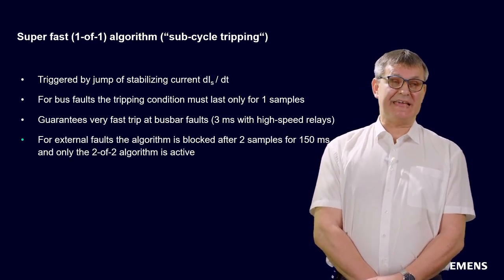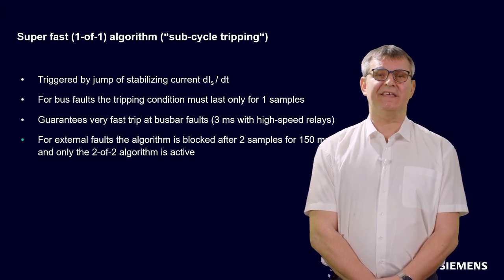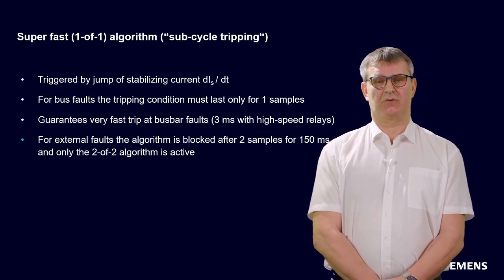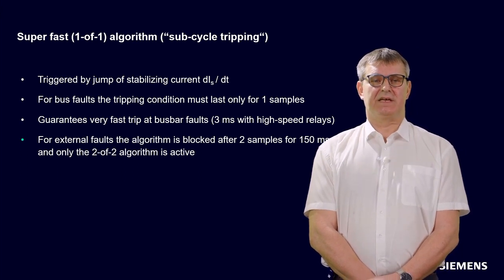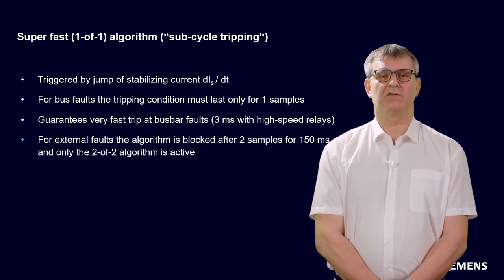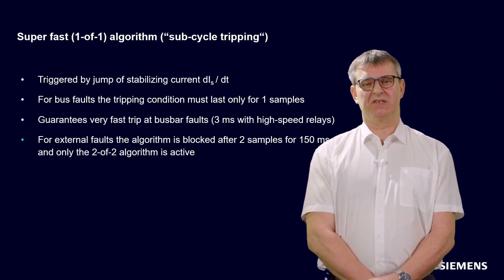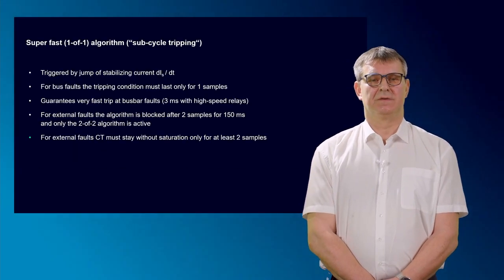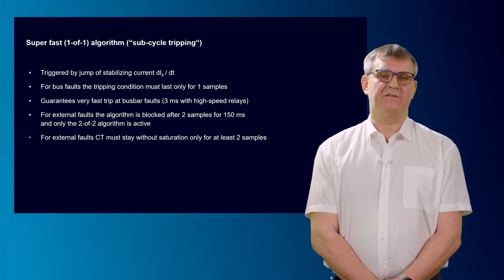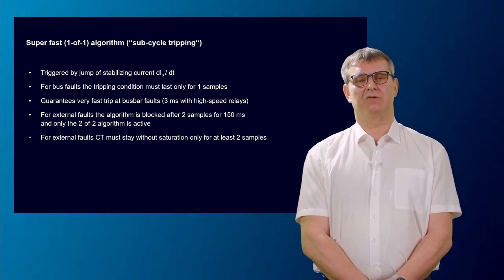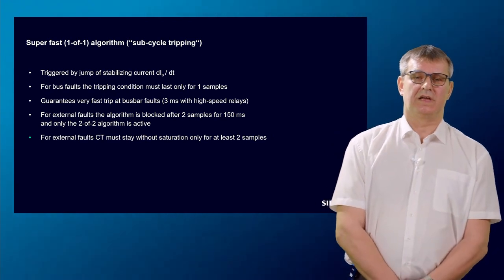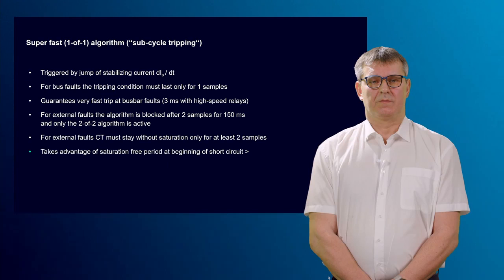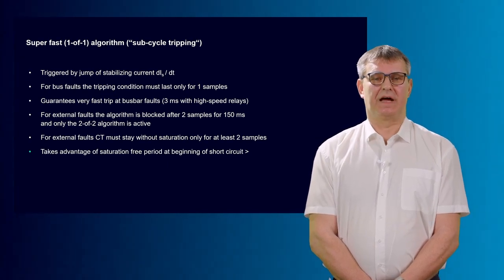Very important for external faults, for high current external faults, where also a CT saturation may happen later. And here the 1 out of 1 algorithm is not very safe against the desaturation. The 1 out of 1 algorithm will be blocked. Okay, and for external faults, the CT must stay without saturation also for at least 2 samples. And we will see it in the example.